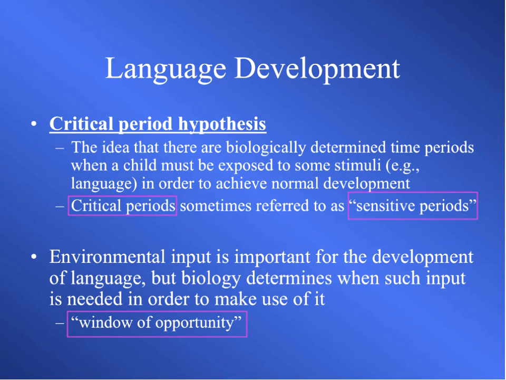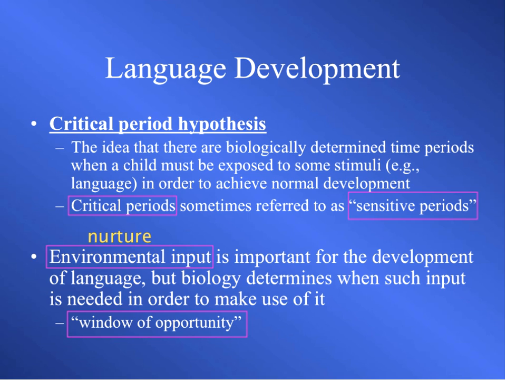The idea here is biology determines when this window is open and also when the window starts to close. There's the nature part of the story. But environment gets to play a role as well here, because look what it says here. Environmental input is important for the development of language. So let's be explicit. When we say environmental input, this is what? This is the nurture part of the story.